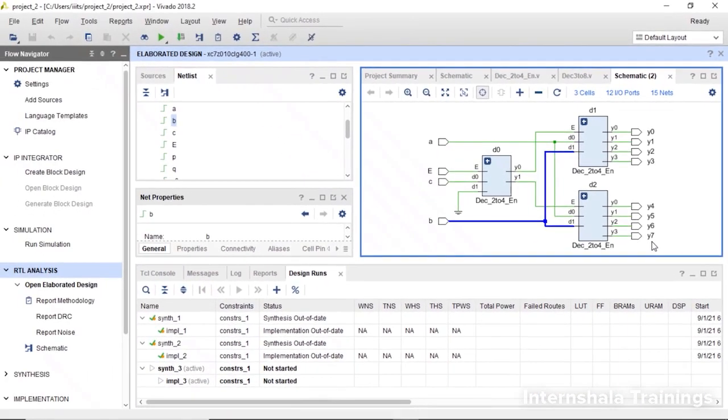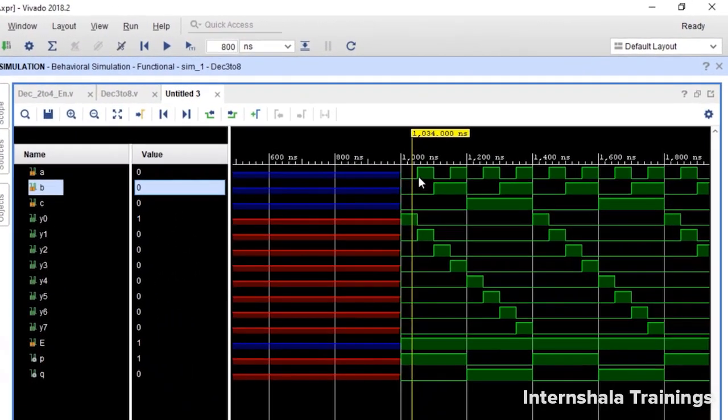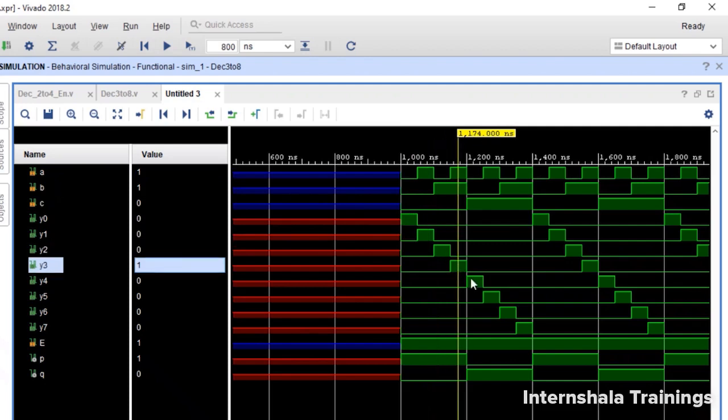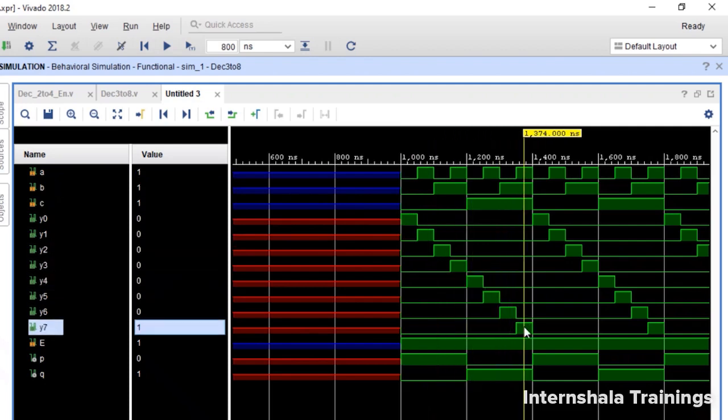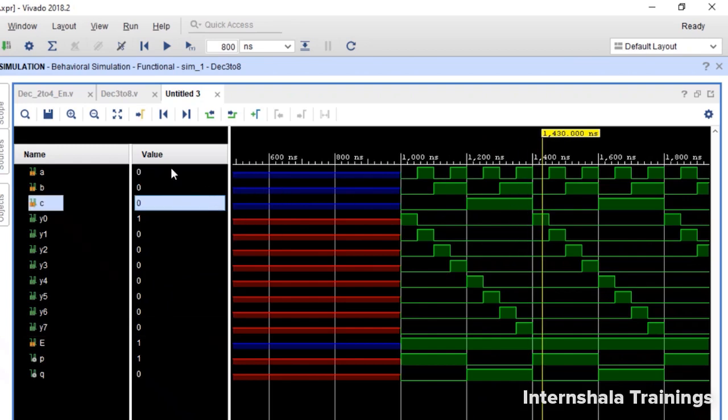Let us cross check the functionality as well. So here we can observe when the enable is 1, in all the cases, when the input is 0 0 0, Y0 is 1. When we have 0 0 1, Y1, then Y2, then Y3, Y4, Y5, Y6 and Y7 for 1 1 1. And again when we have 0 0 0, Y0 is 1. So this is how we have efficiently designed a 3 to 8 decoder using 2 to 4 decoders.